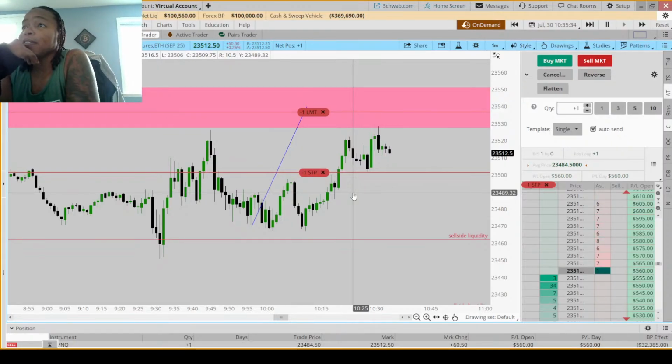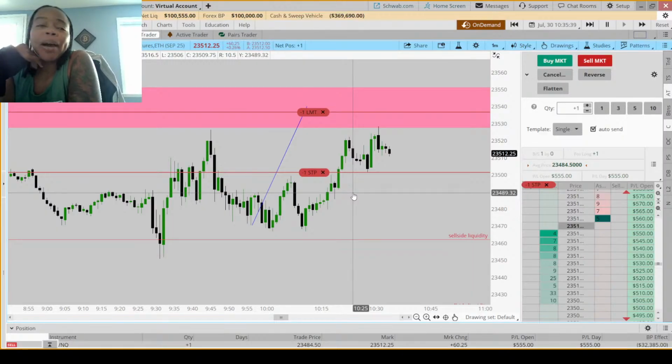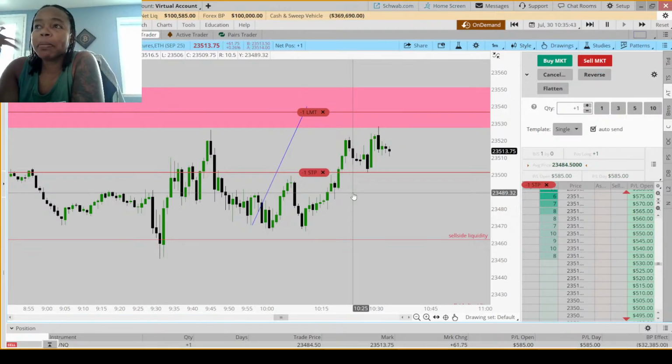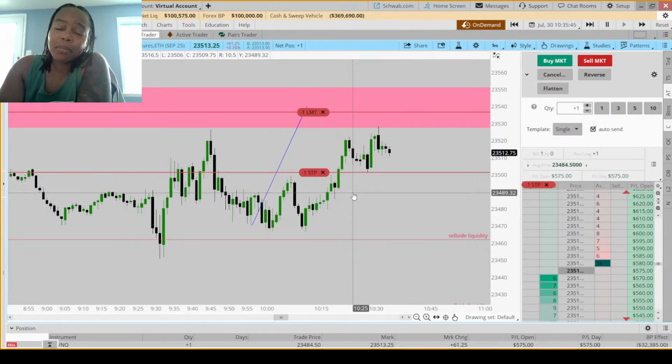Yeah, 10:35. So I don't like this down close candle. What do you think? Am I suffocating this trade by moving my stop to this low? What do you think?